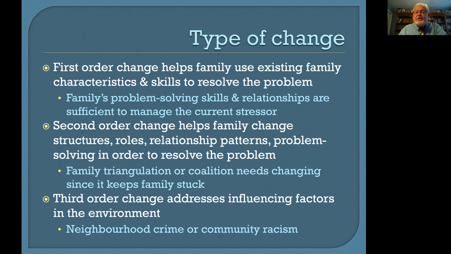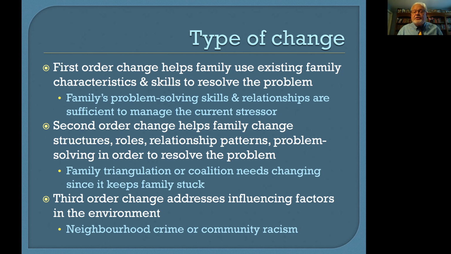Families often just need the reassurance that they're doing what they may need, or they may need to be reminded they did this stuff in the past and they were successful, give it a try again. Second order change helps families change their structure, roles, relationship patterns, problem solving in order to solve the problem, depending upon what they need to change. For example, family triangulation or coalitions in families may need to be changed, because they keep the family stuck in patterns. And so you may need to help families change that. Once that's changed, they can pretty much go and resolve the presenting problem. And that's what you're trying to help them accomplish.